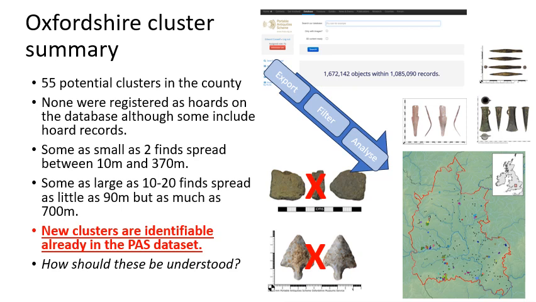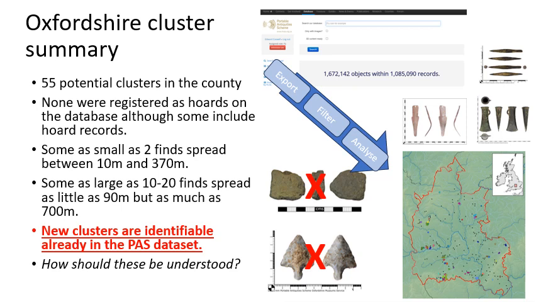Put together, the cluster analysis was able to identify 55 potential clusters in the county. So straight away, are there hidden clusters of finds in the database? Well, the answer is yes. Now, these clusters ranged in size and number of objects. Some were as small as just 2 finds, spread sometimes between as little as 10 meters, but sometimes as far away as 370 meters. But other clusters were much larger, having 10 to 20 finds, spread in areas as little as 90 meters distant, but also as large as 700 meters.